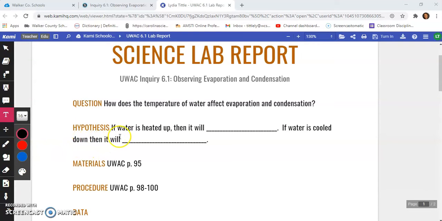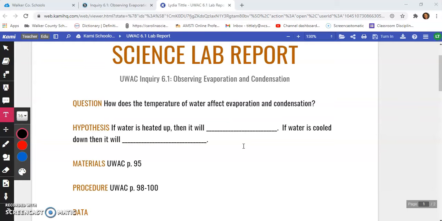So for your hypothesis, if water is heated up, then it will blank. If water is cooled down, then it will blank. Your choices for those blanks would be the word evaporate or the word condense. In both blanks, you need to choose if you think the water would evaporate or if the water would condense.